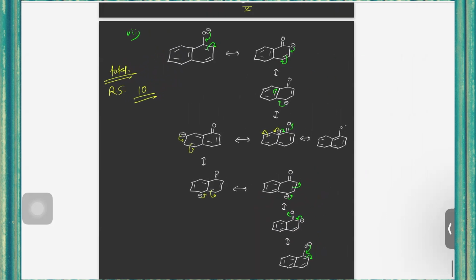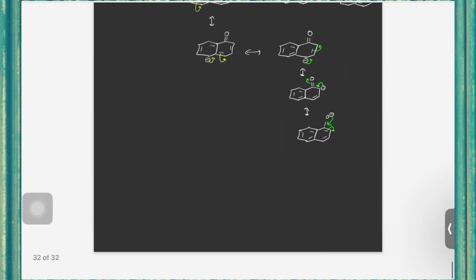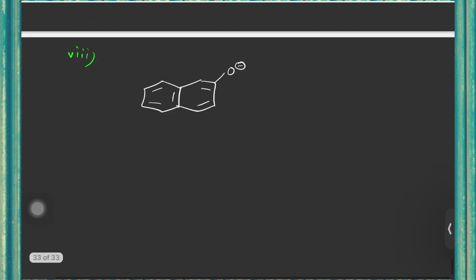Okay. So now, for my satisfaction, you have to do one more, the eighth one. You have to draw this one. O negative. We are having a different position of O negative now, but you have to draw it.